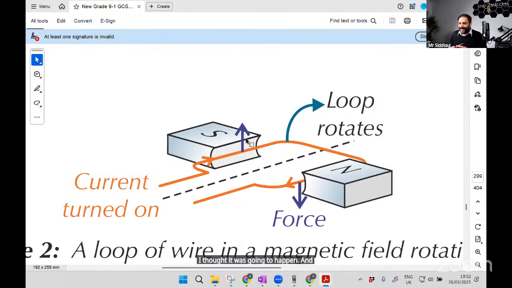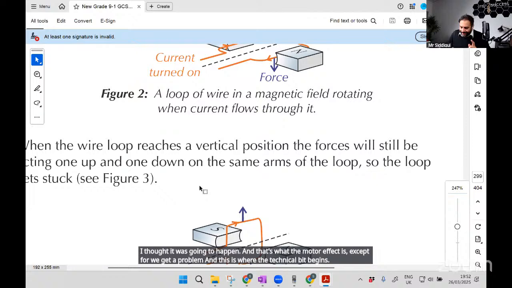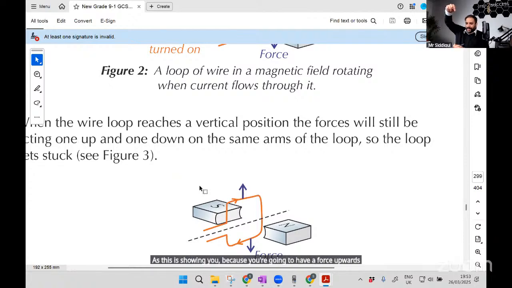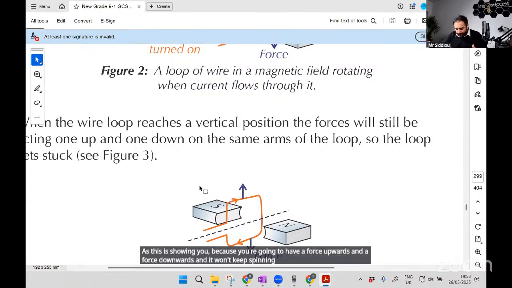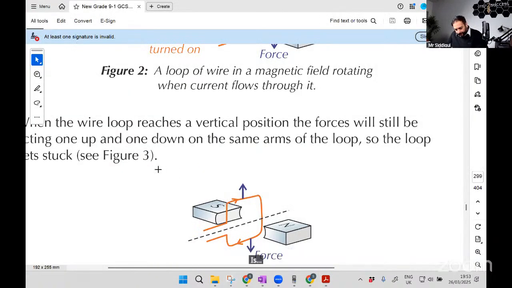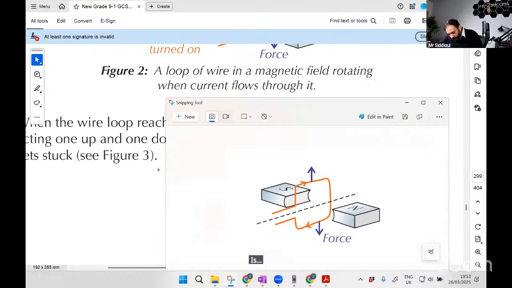And that's what the motor effect is, except we get a problem. And this is where the technical bit begins, which is that if we continued just pushing one end up and the other one down, then when it gets to halfway, you're going to get stuck, as this is showing you, because you're going to have a force upwards and a force downwards, and it won't keep spinning. So what you have to do, every time it reaches this position, is swap the directions of the current. So what we're going to do now is swap this so that this is now going to flow the other way, and then swap this. So this is going to go the other way.